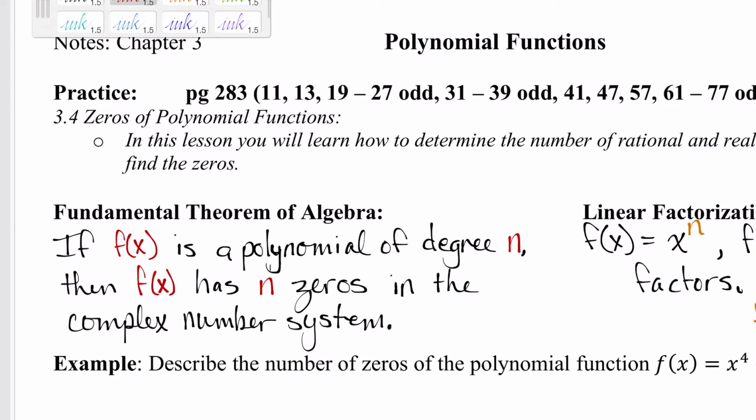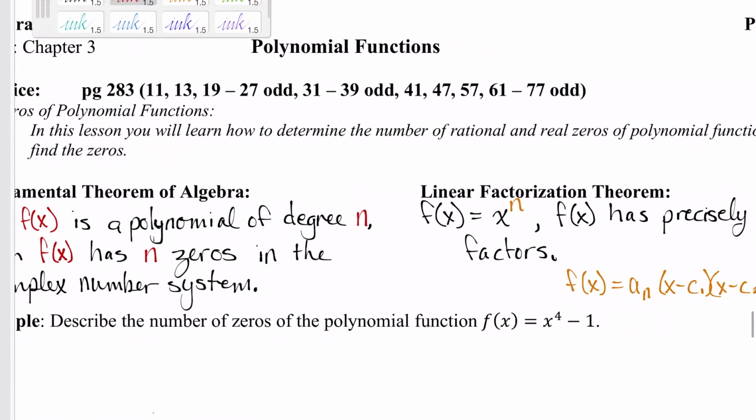So the fundamental theorem of algebra basically says that whenever we have some polynomial, the highest degree that it has is going to tell you the number of zeros, whether complex or real, imaginary, any of those. So it's going to tell you how many you have. So if our highest exponent is the sixth power, that means we're going to have 6 zeros, whether they're real, rational, imaginary, irrational, we're going to have 6 of them.